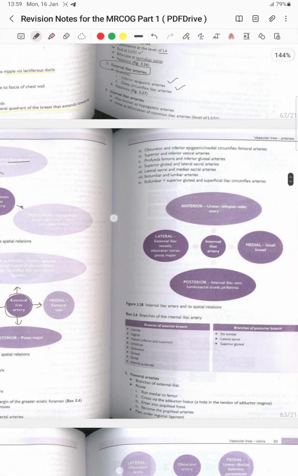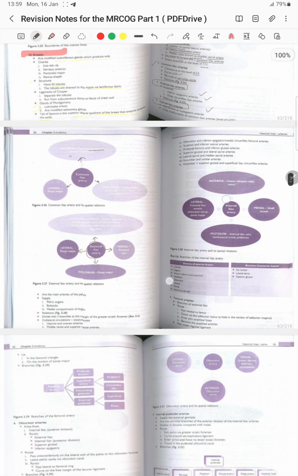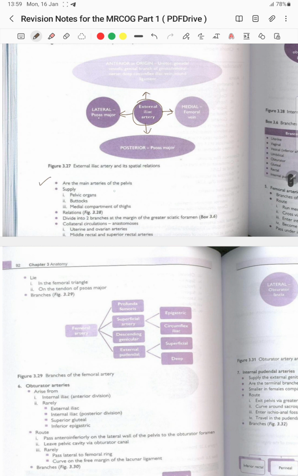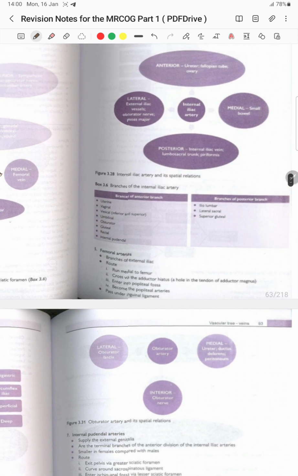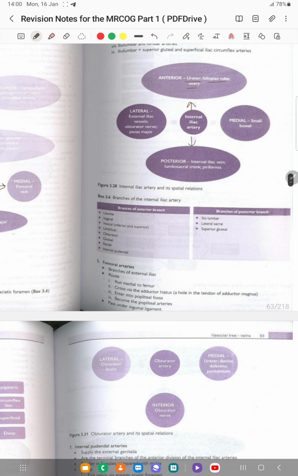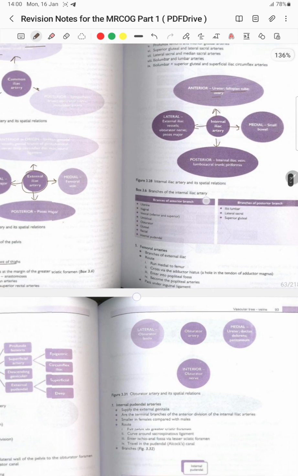Now the internal iliac arteries, also known as the hypogastric arteries, arise at the bifurcation of the common iliac arteries at the level of L5 and S1. These are the main arteries of the pelvis and they supply the pelvic organs, the buttocks, and the medial compartment of the thighs. The relations of the internal iliac artery: anteriorly are the ureter, fallopian tubes, and ovaries; posteriorly is the internal iliac vein; medially is the small bowel; and laterally are the external iliac vessels, obturator nerve, and psoas major.